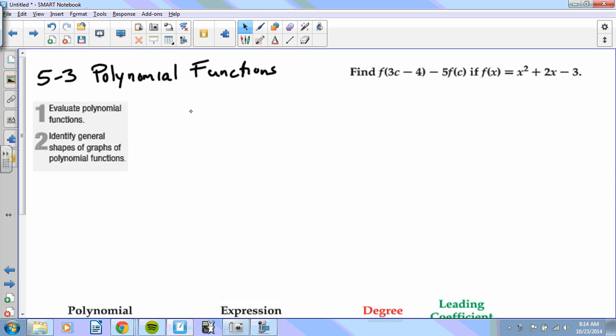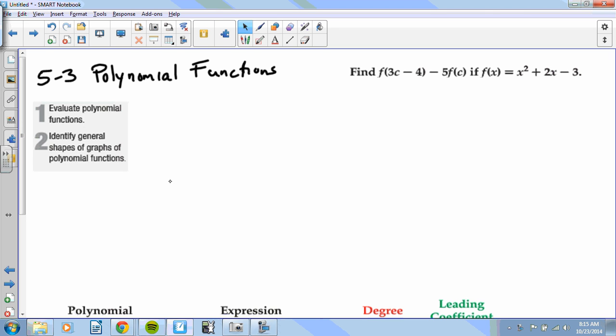Okay, so let's move on now to 5.3. We've talked about this idea of polynomials. You looked at that yesterday with division of polynomials, and then the day before that with our properties of exponents and whatnot. And the idea of a polynomial is nothing more than a combination of terms that contain numbers and variables to different powers.